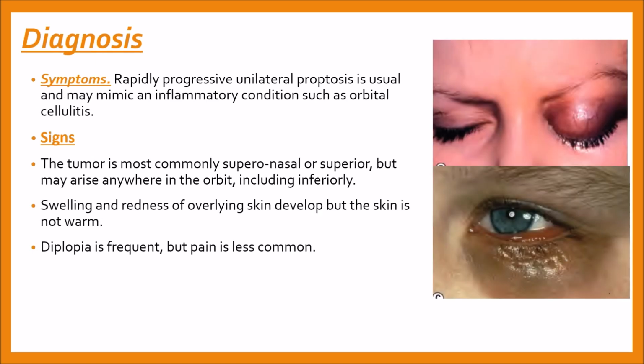Now, patients present with rapidly progressive unilateral proptosis, and usually they mimic an inflammatory condition such as an orbital cellulitis. The tumor is most commonly supranasal or superior, but may arise anywhere in the orbit. As you can see in the top picture, the lesion is present superiorly, but in the bottom picture it is inferiorly.